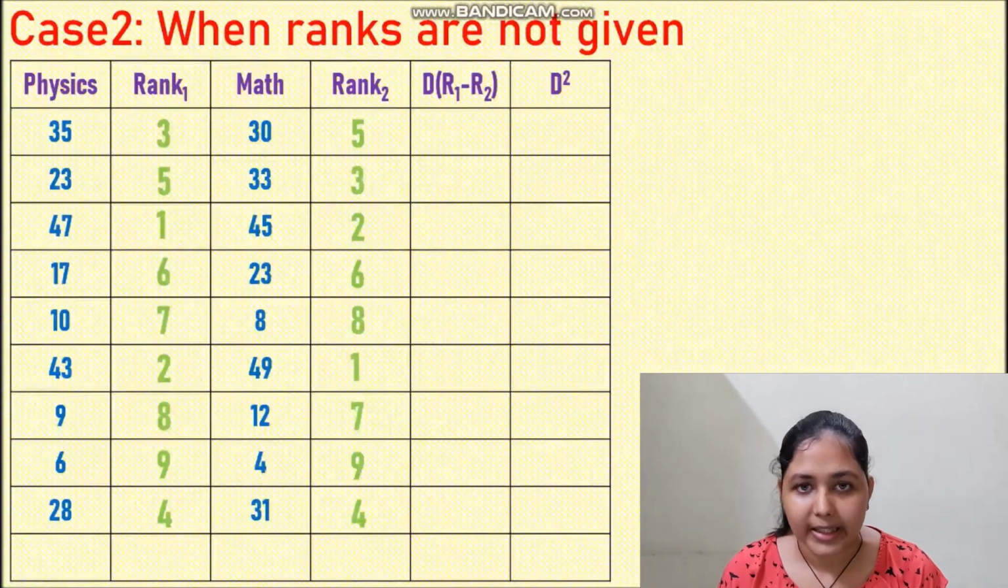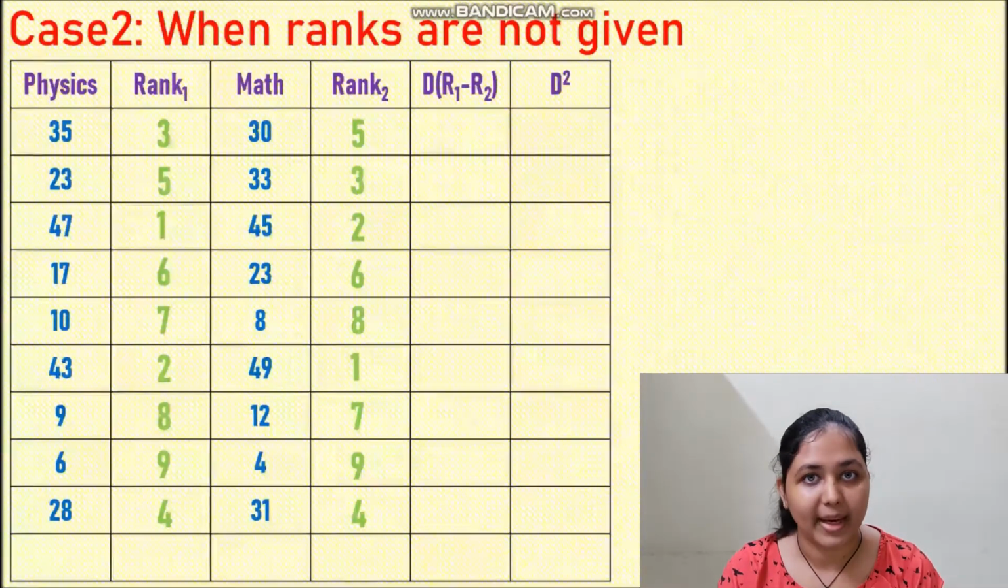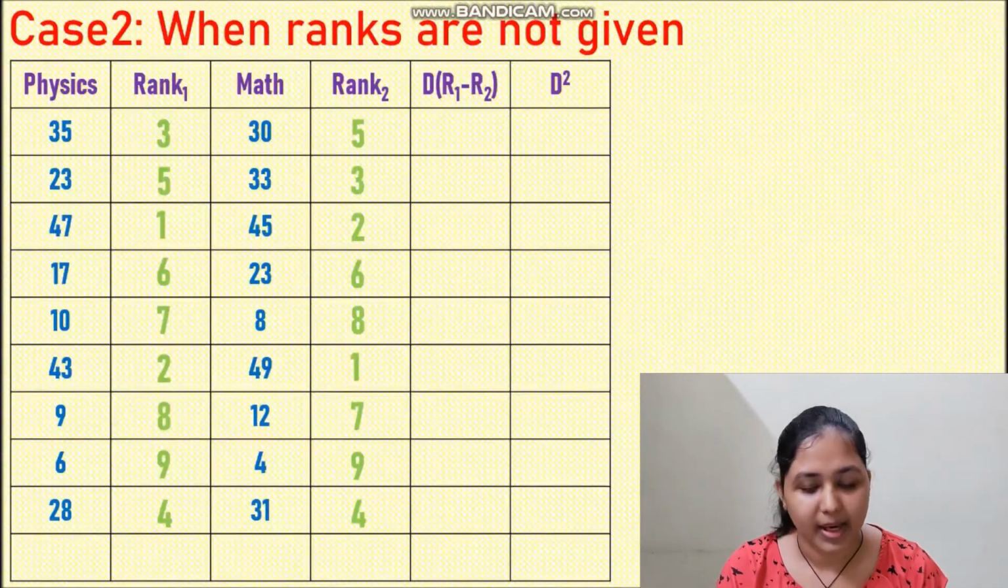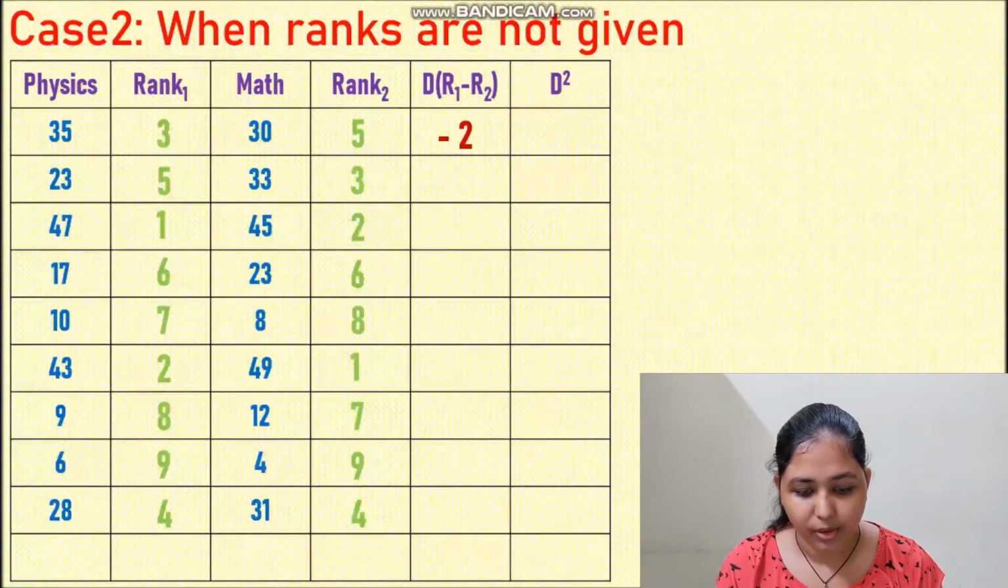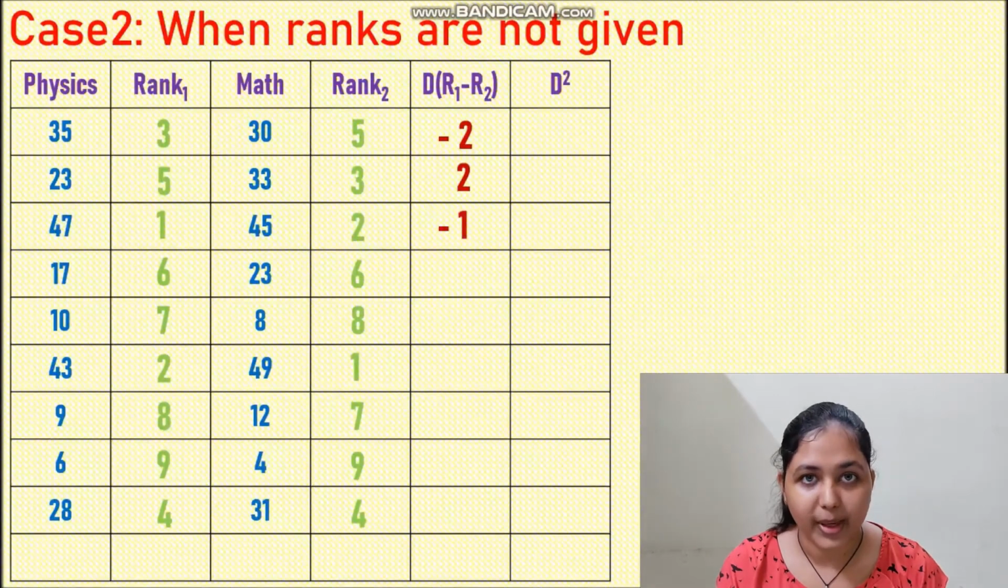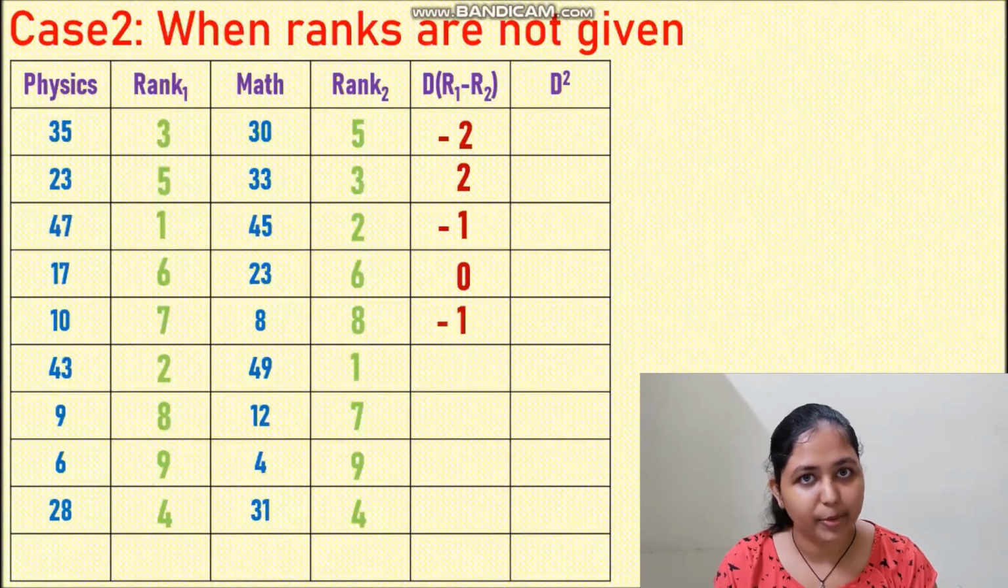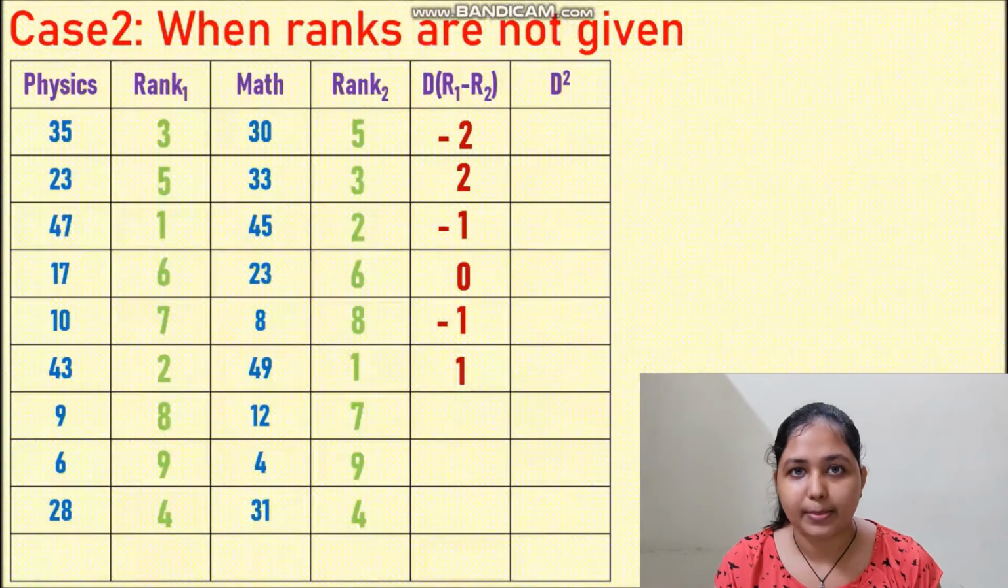So here we have 3 minus 5. So that would give us minus 2. 5 minus 3, that will give us 2. And so on, we'll find it for all the values that we have. All the 9 data points that we have, we'll quickly subtract R1 and R2. Then we'll find out D.